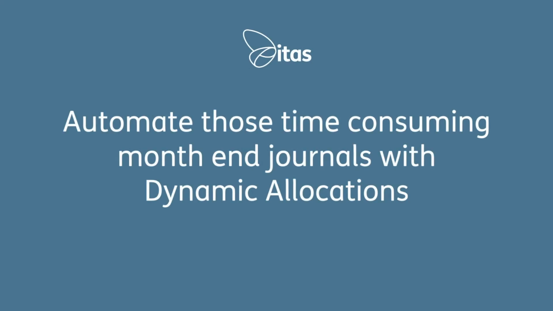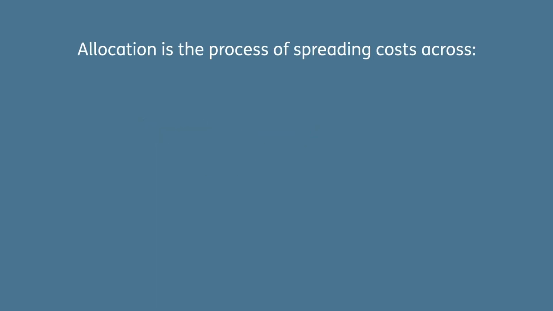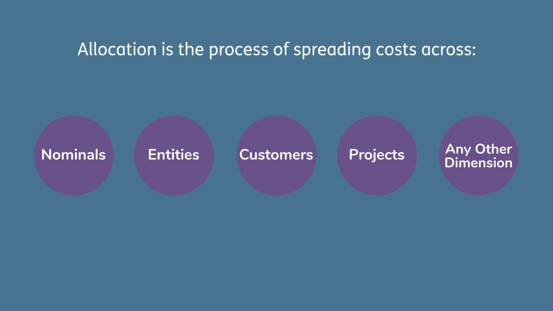Automate those time-consuming month-end journals with dynamic allocations. So what do we mean by allocation? Allocation is the process of spreading costs across nominals, entities, customers, projects, or any other dimension that you want to.